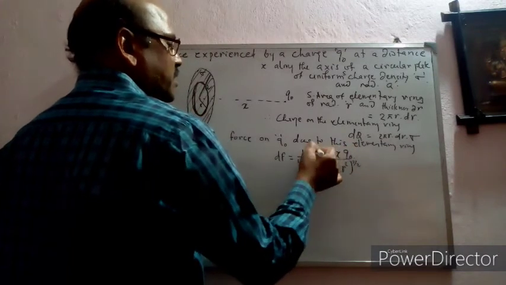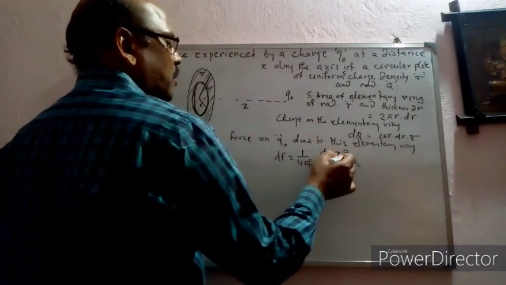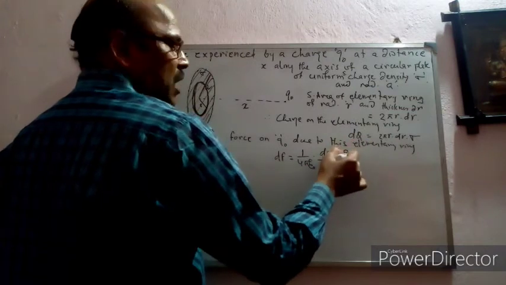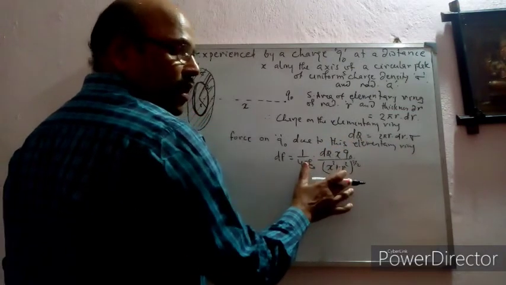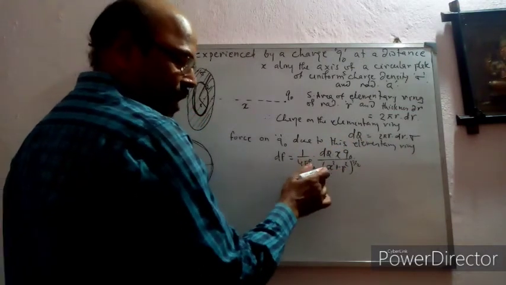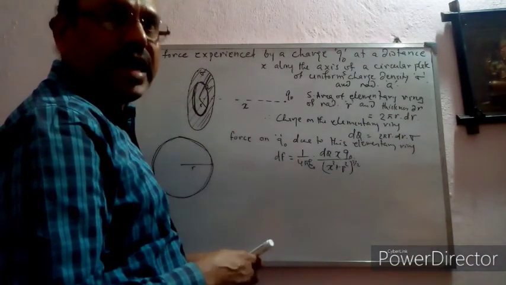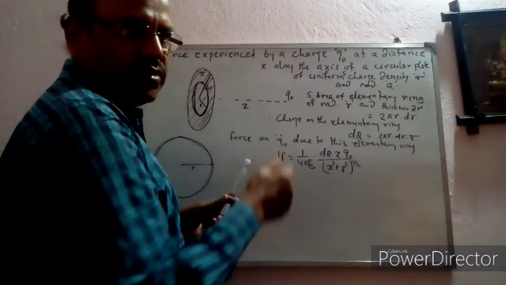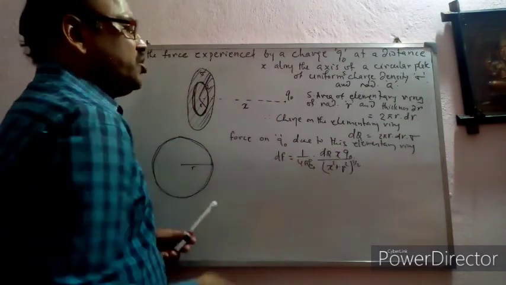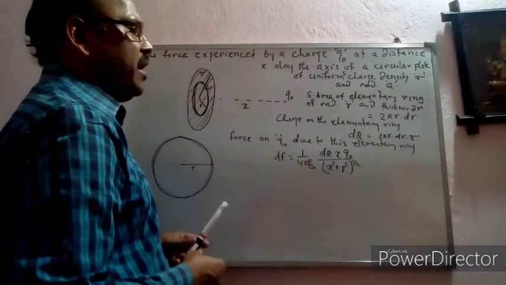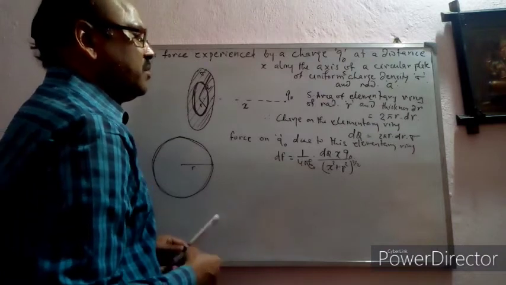So in place of q1 we have dq, with the ring formula applied here. Here we have not applied Coulomb's law, we have applied the electric force experienced by q naught due to a ring. Just in the prior question we did it. So it is dq into x into q naught by x square plus r square to the power 3 by 2.